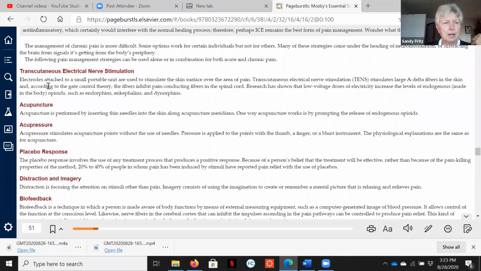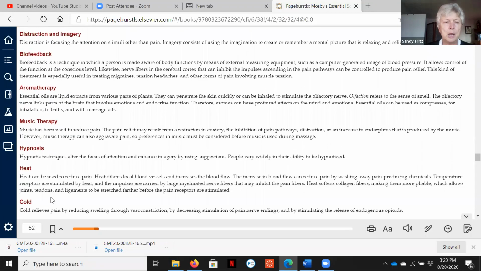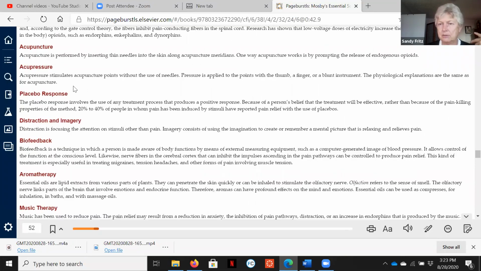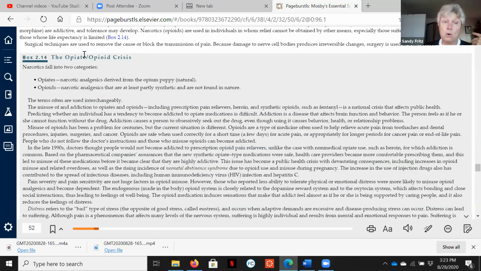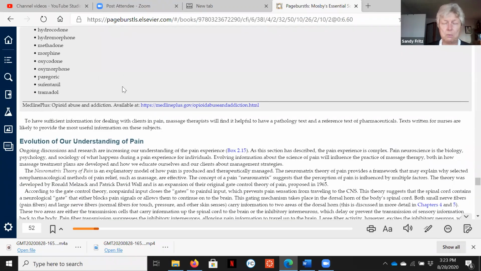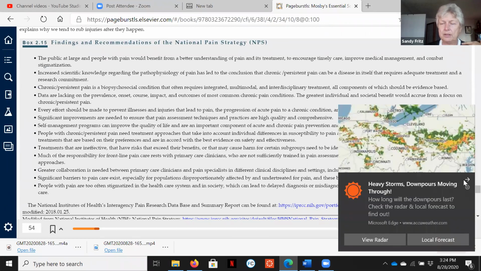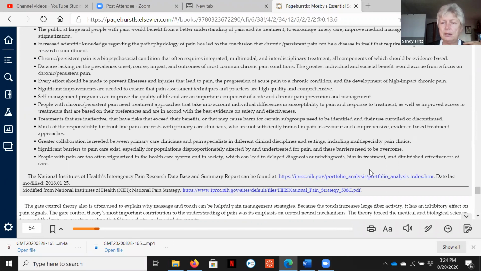So these are different ways that pain can be treated, and massage obviously is part of that, but we can also incorporate, like hot and cold is part of the scope of practice of massage, or we might recommend that somebody go to an acupuncturist. More information here about the opiate crisis and how devastating that has become for people. So this is about the national pain strategy here. And go ahead and link right out so that you can see what's being done at a national and international level on this.